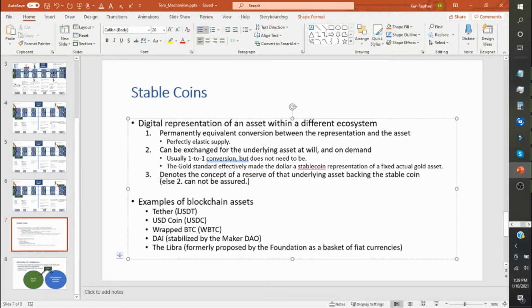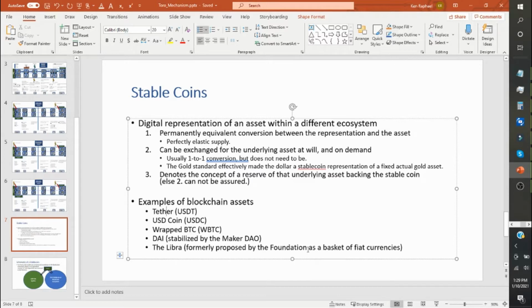There's also the DAI, which is the dollar stable coin, but the mechanism for pegging it was different. The reserves for it were backed by other blockchain assets like Bitcoin, Ethereum, and a slew of other currencies. And the Libra, as was originally proposed by Facebook with the Libra Foundation, was really a stable coin as well, but was backed by a basket of fiat currencies.